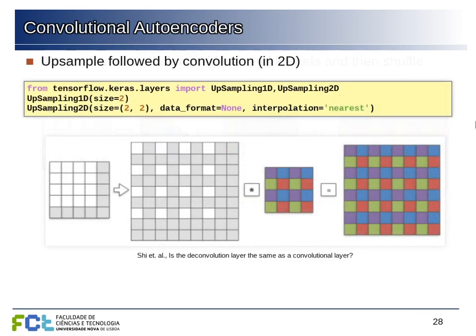One better approach is to use upsample followed by convolution. This is an example in 2 dimensions. You can use this upsampling 1D or upsampling 2D, depending on whether you're working in 1 dimension or 2. And you can use different forms of interpolation. Nearest is just copying the nearest value, or you can use linear interpolation to make the average between the two.